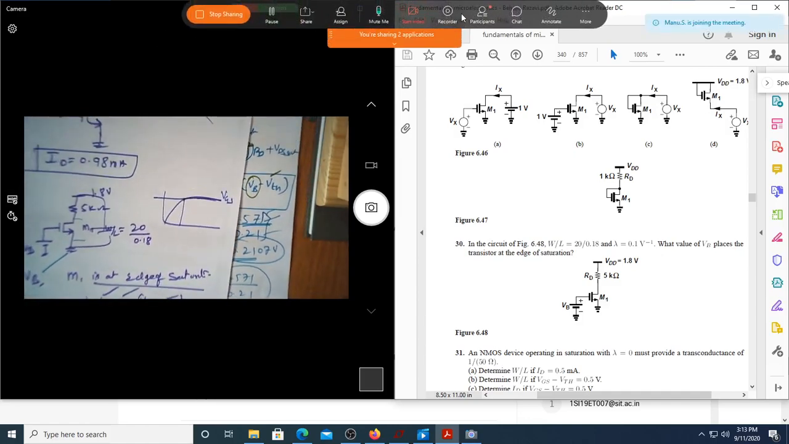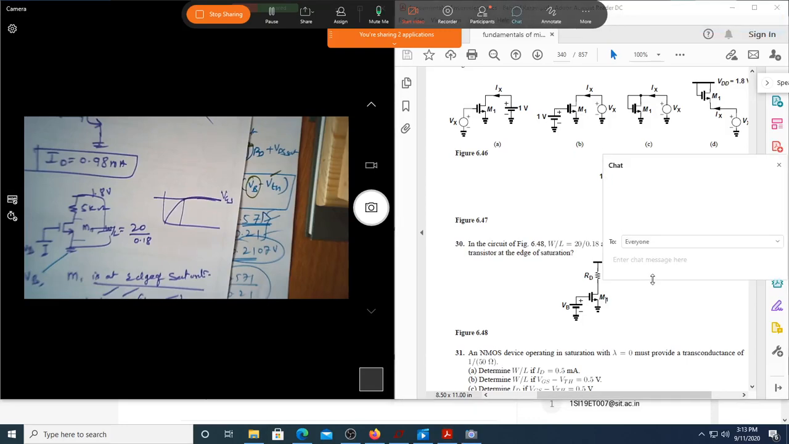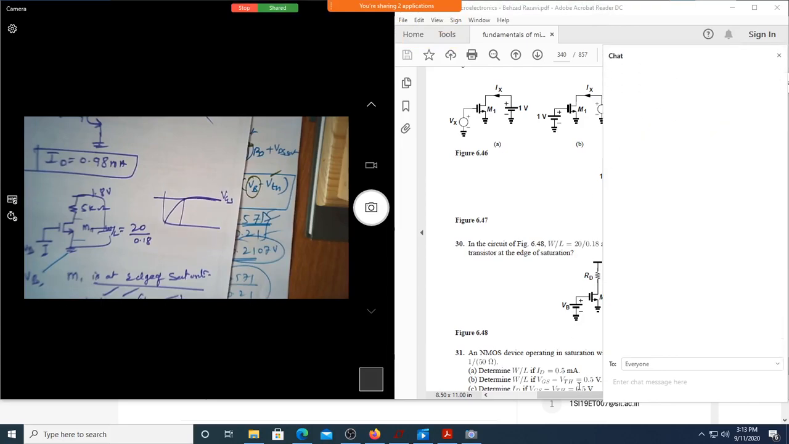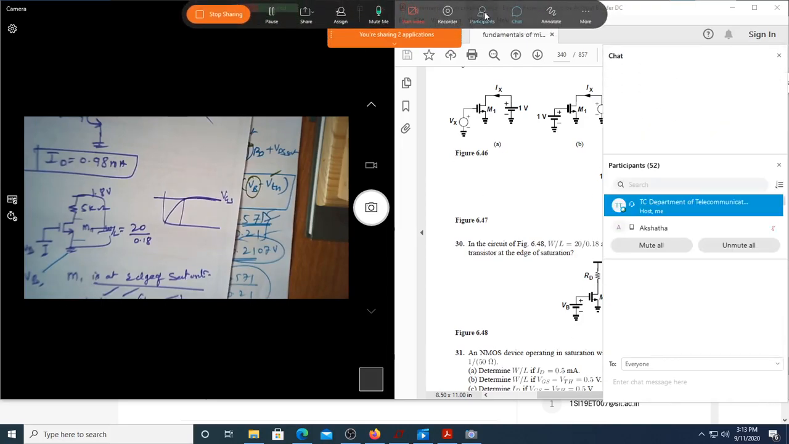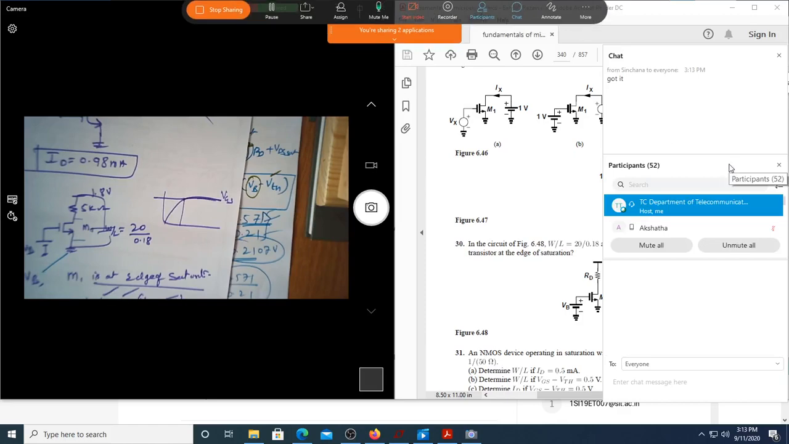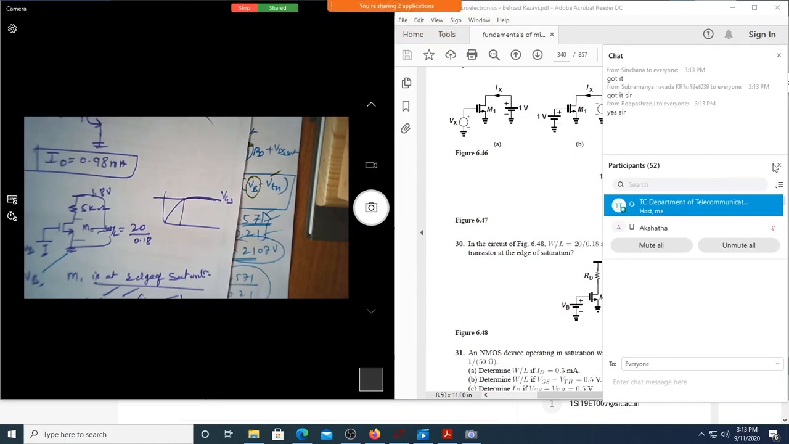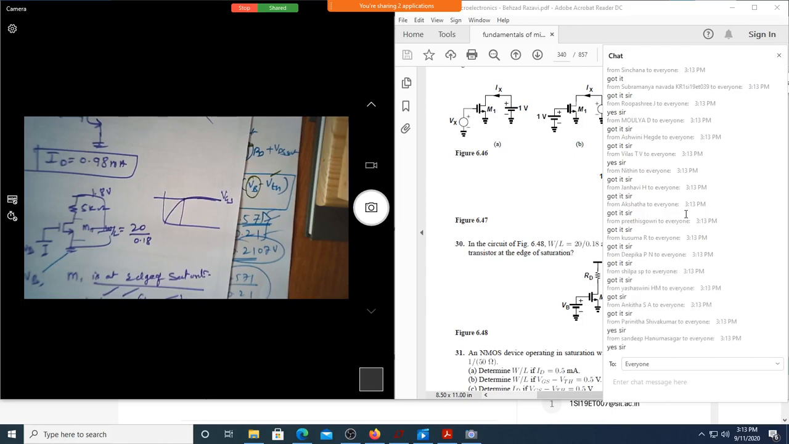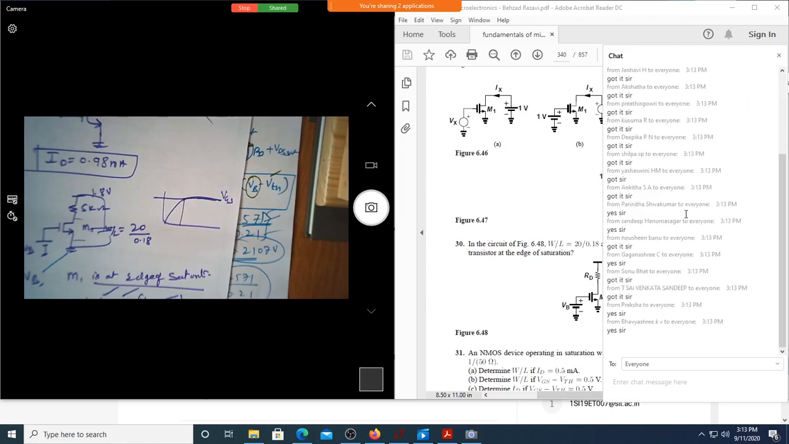Now I want all of you to chat in the chat box. Could you get this, or shall I redo it? So just chat. Let me see. How many of you are there? So only 51 students are there. Is anyone not getting it? I want each one of you to type it. Unless 51 students type, I won't proceed.